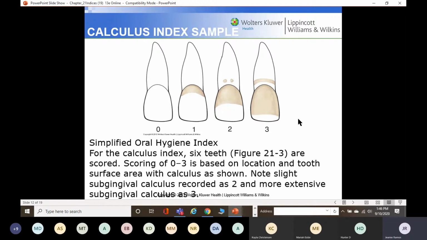indexes that people do. This is a calculus index sample. It's a simplified oral hygiene index. 6 teeth are scored, and also a scoring of 0 to 3 is based on location and tooth surface area with calculus as shown. So note the slight subgingival calculus recorded as a 2, and more extensive subgingival calculus is a 3. If they had that.